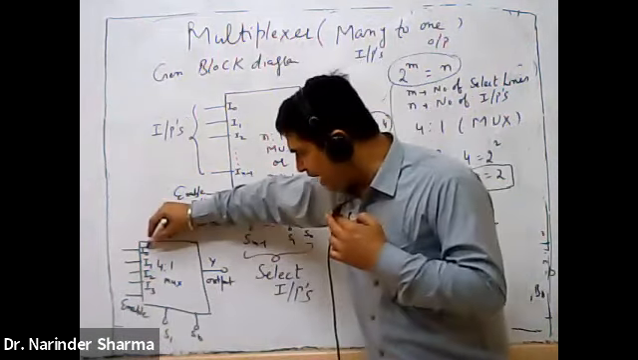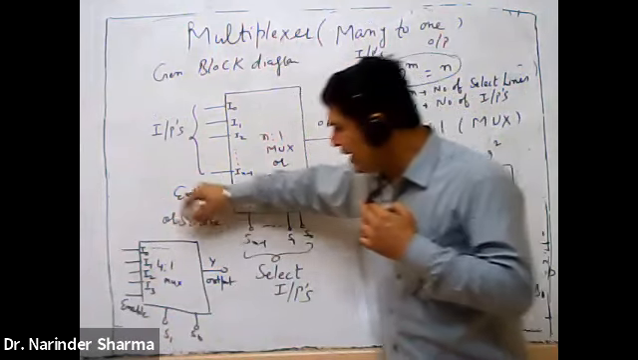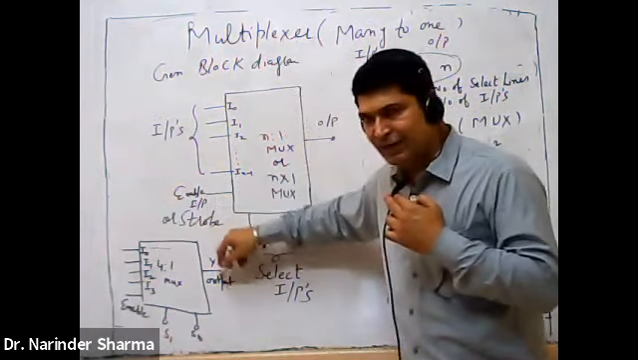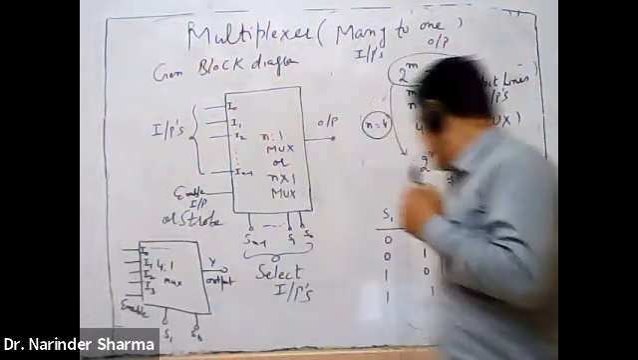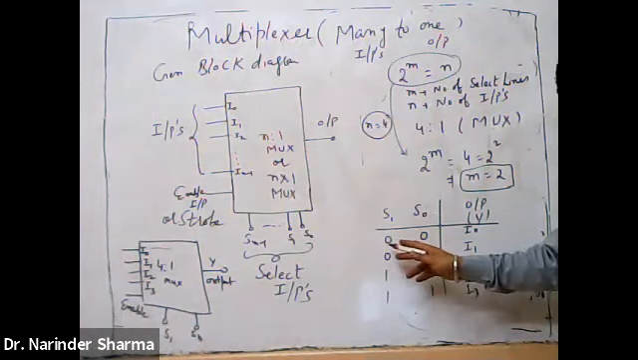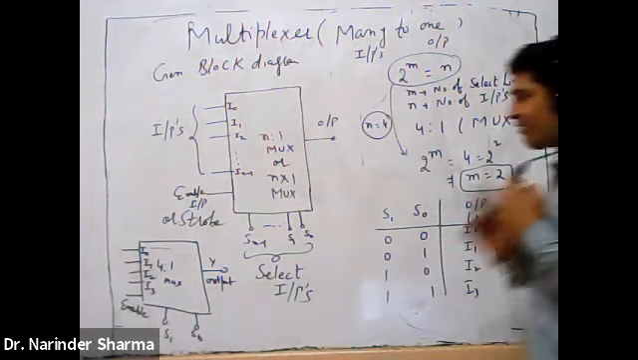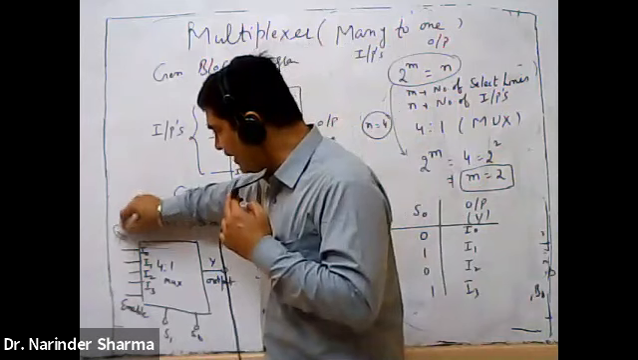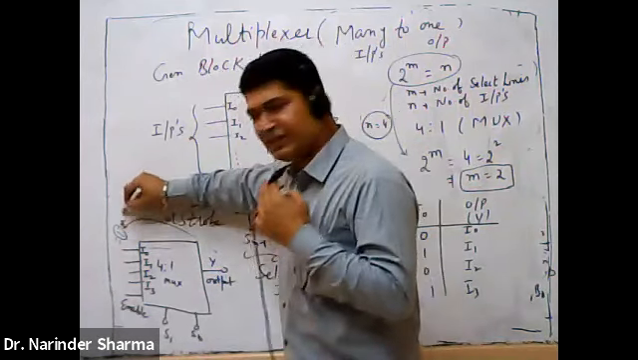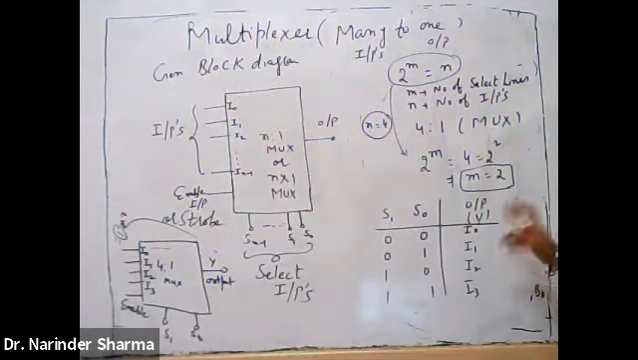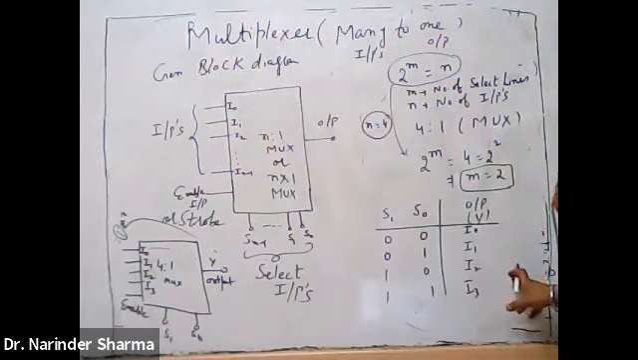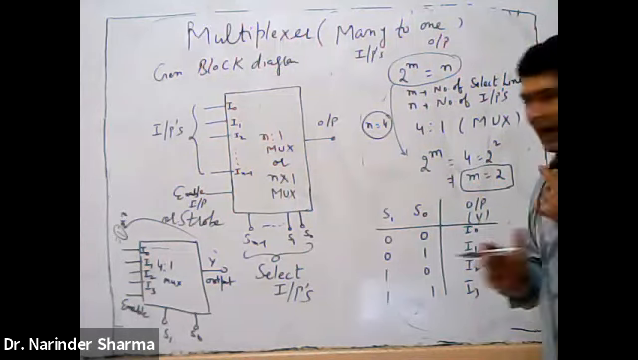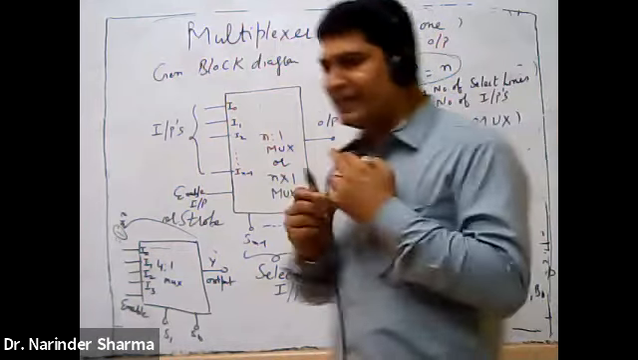At what time should the I0 value be at the output? At what time should the I1 value be at the output? There is a condition depending upon these select lines. If S1 is 0 and S0 is 0, whatever the value of I0, if I0 is 1, that would be at the output; if I0 is 0, that would be at the output. If the select lines are 0 1, whatever the value at I1 would be at the output. In this way we can define this, and I will let you know how we can design its circuit.